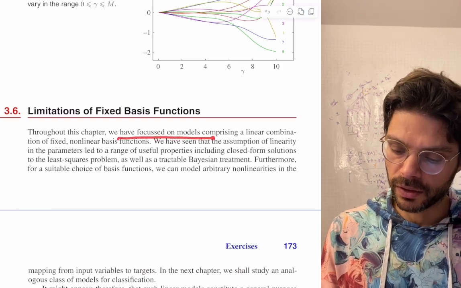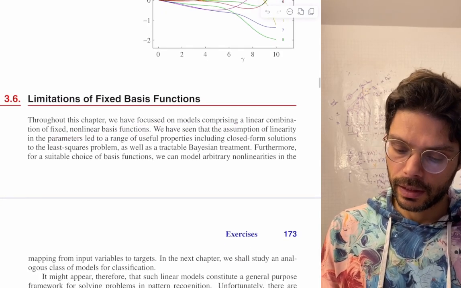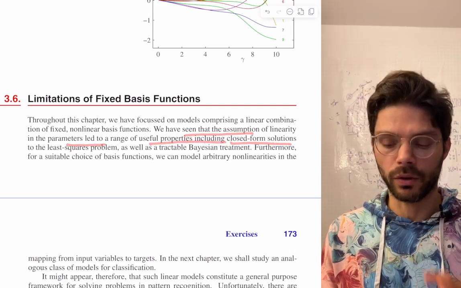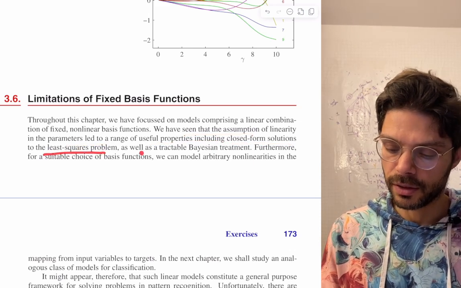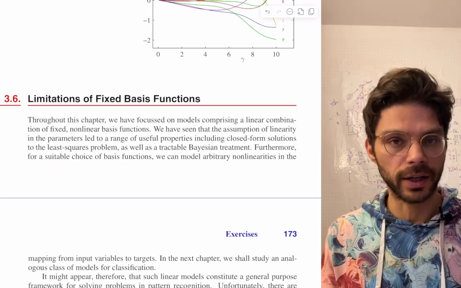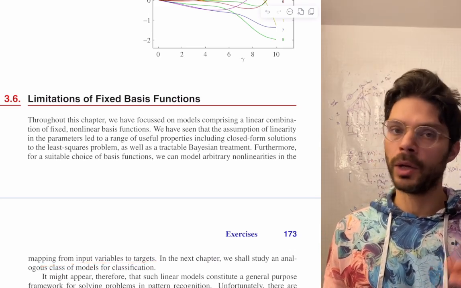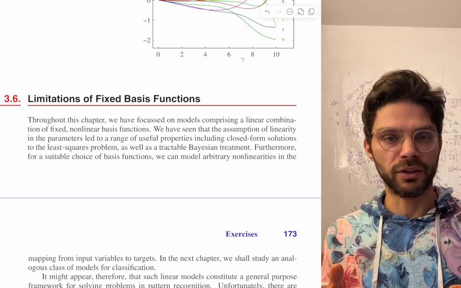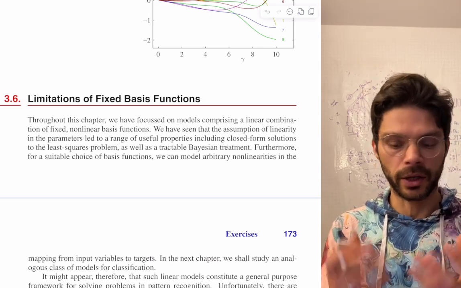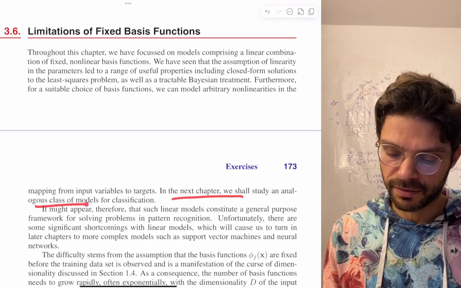So we have focused on models comprising a linear combination of fixed nonlinear basis functions. The assumption of linearity in the parameters led to a range of useful properties, including closed form solutions, which you almost never get, the least squares problem, as well as tractable Bayesian treatment. And for a suitable choice of basis functions, we can model arbitrary nonlinearities in the mapping from input variables to target. So, if your data is polynomial, just put in some polynomial features and you still get all the benefits of linearity, but while allowing the use of nonlinearity as well. Next chapter, we shall study an analogous class of models for classification.